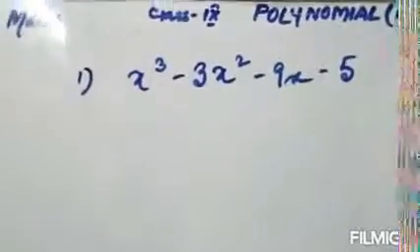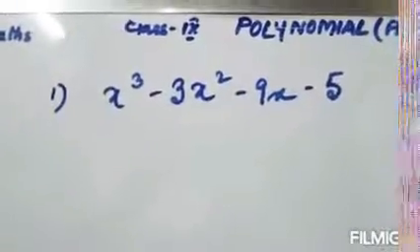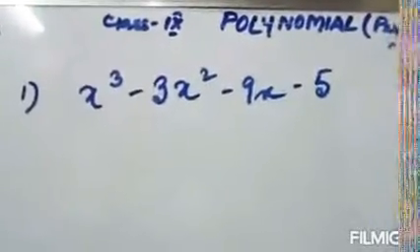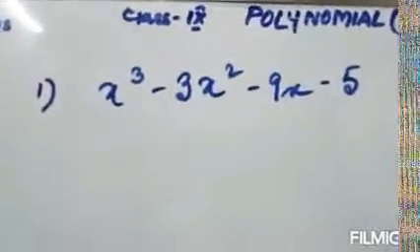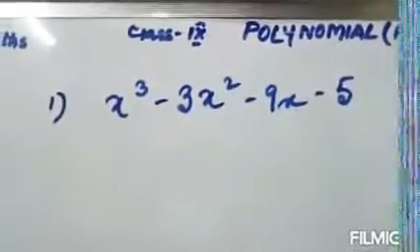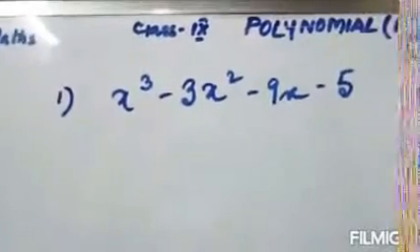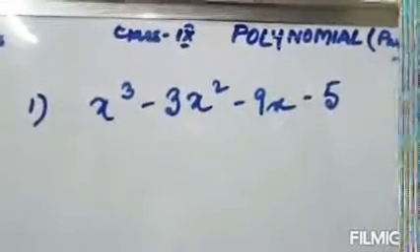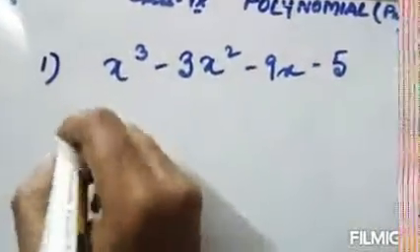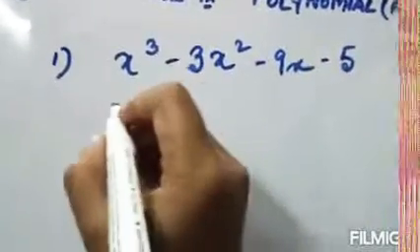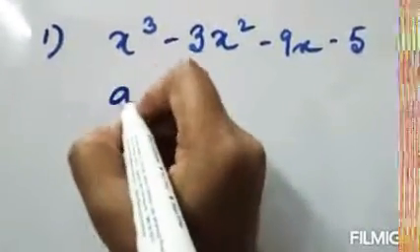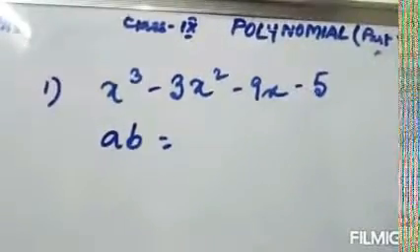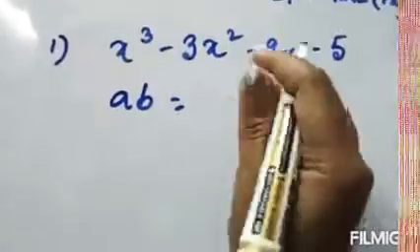That means we have to find out what are its factors. Now as you see, the degree of this polynomial is 3. So again, first we'll do the trial and error method. First we will find out what is AB over here. If A and B are the zeros of the polynomial, then what is AB?